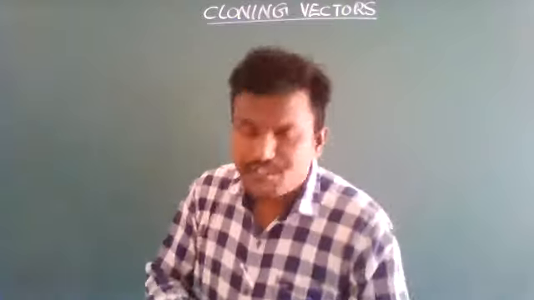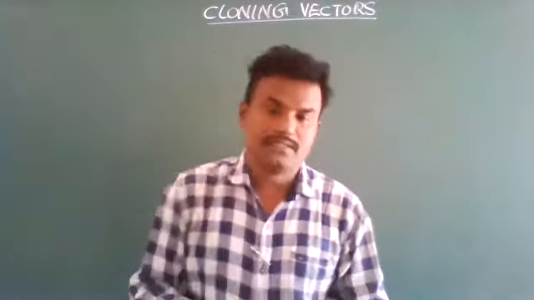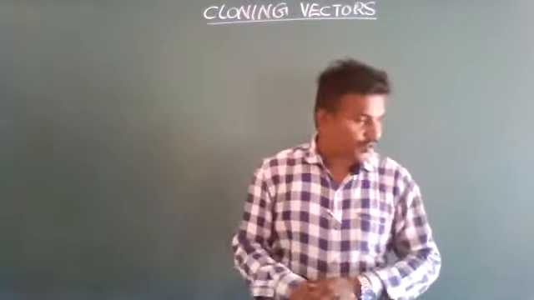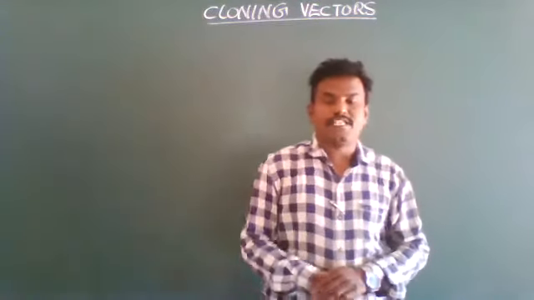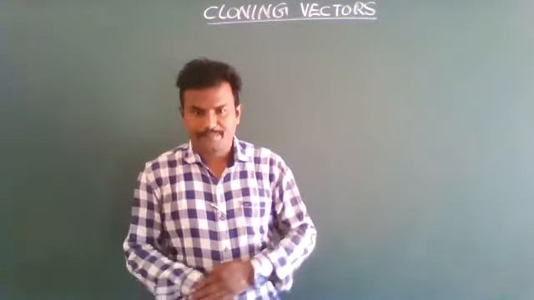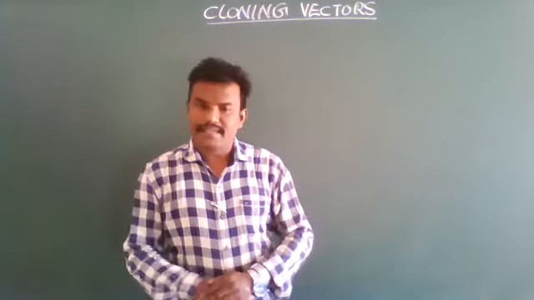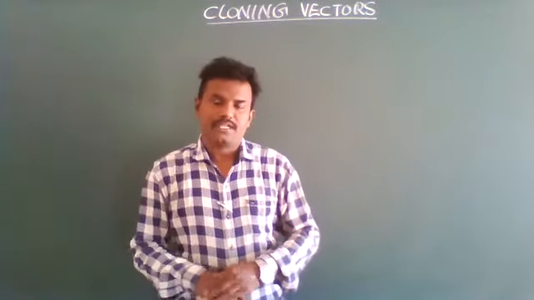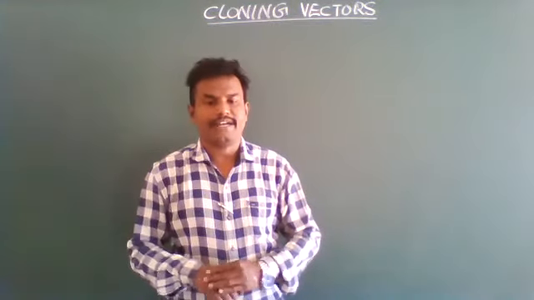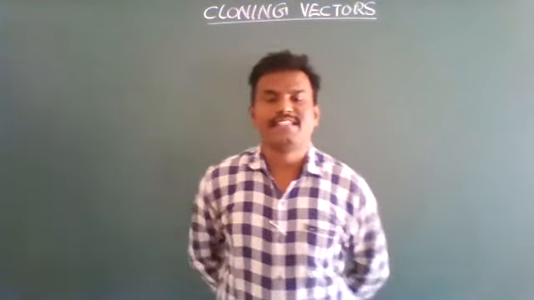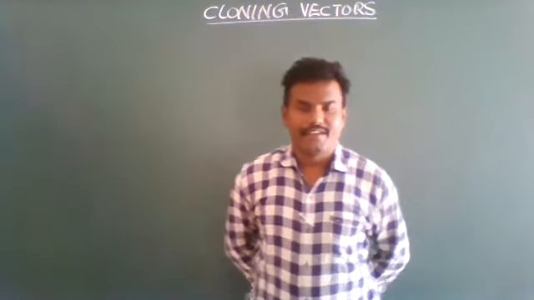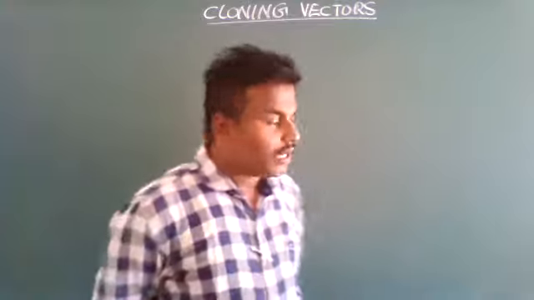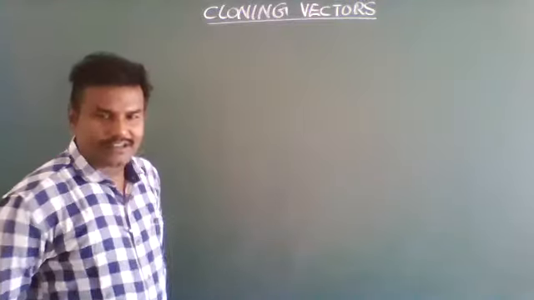Our next topic of discussion is cloning vectors. Yesterday, we discussed how restriction nucleases can cut DNA, leaving overhanging sticky ends. In those sticky ends, foreign DNA is inserted. When foreign DNA is inserted, it forms recombinant DNA. Okay, that's all. Now we will discuss cloning vectors.